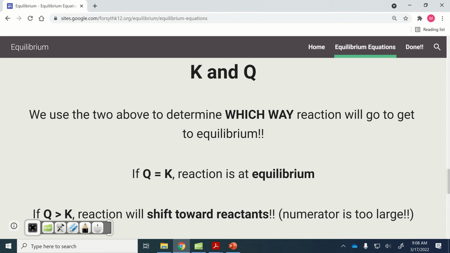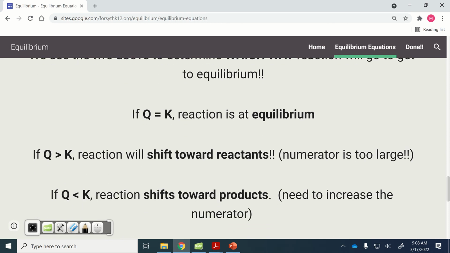You might not have to solve anything, and I'll just say, here's K and Q, what's the reaction going to do? Is it going to move toward the products? Is it going to move toward the reactants? Is it at equilibrium? So here are your basic scenarios. If Q is equal to K, you're at equilibrium. That means you added all the reactants and products just perfectly. They are reacting back and forth, the reverse reaction and the forward reaction, but at an equal rate. It's already at a state where it's happy.